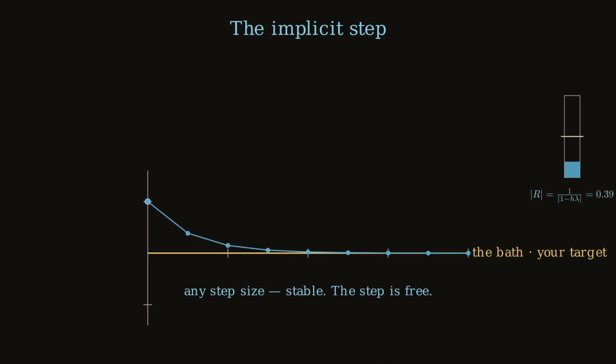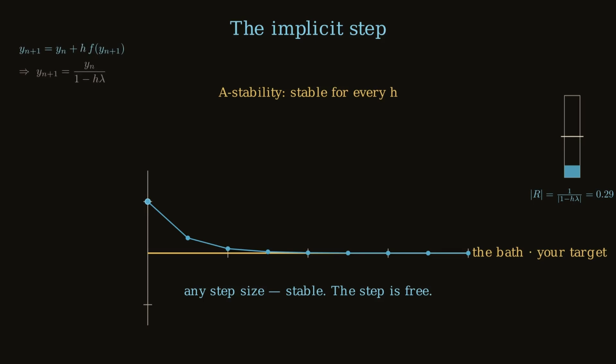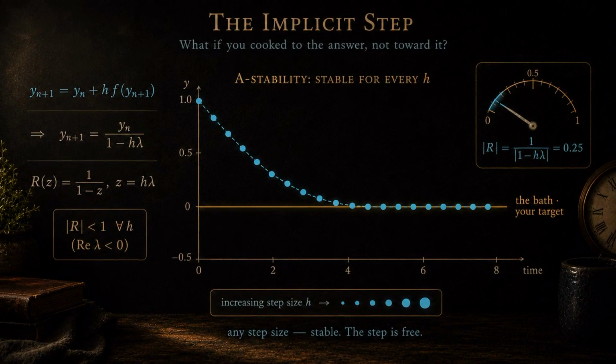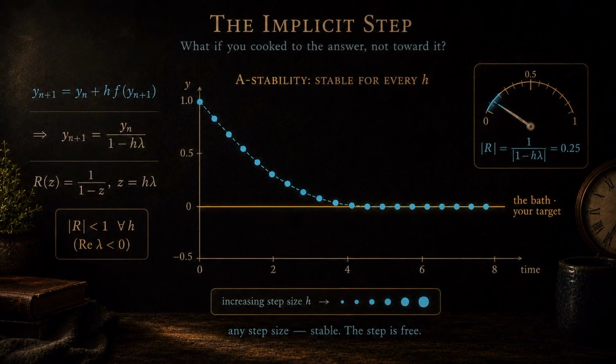Solve it for our mode. y_next = y_now divided by (1 - hλ). Its amplification, the factor per step, is 1 divided by (1 - hλ). And for any decaying mode, that factor is below 1 for every step size. Every one, a microsecond or an hour, it stays stable. This is A-stability, unconditional. The step is finally free, governed by how accurately you want the slow core, and nothing else.